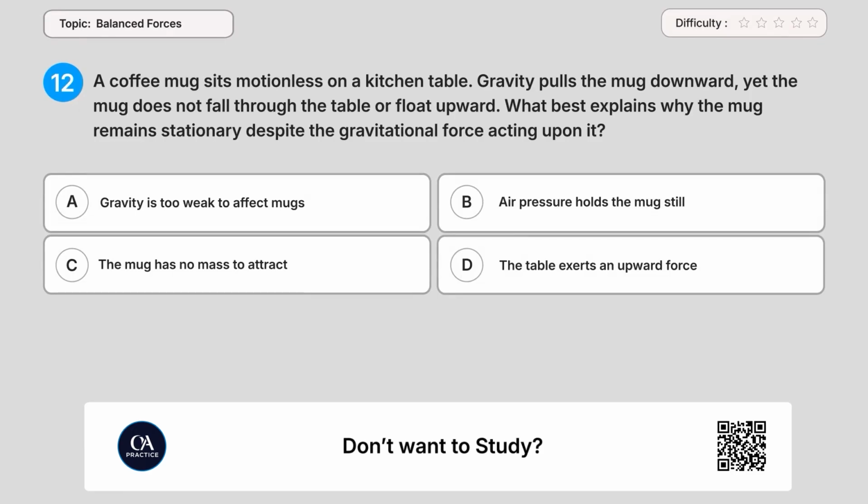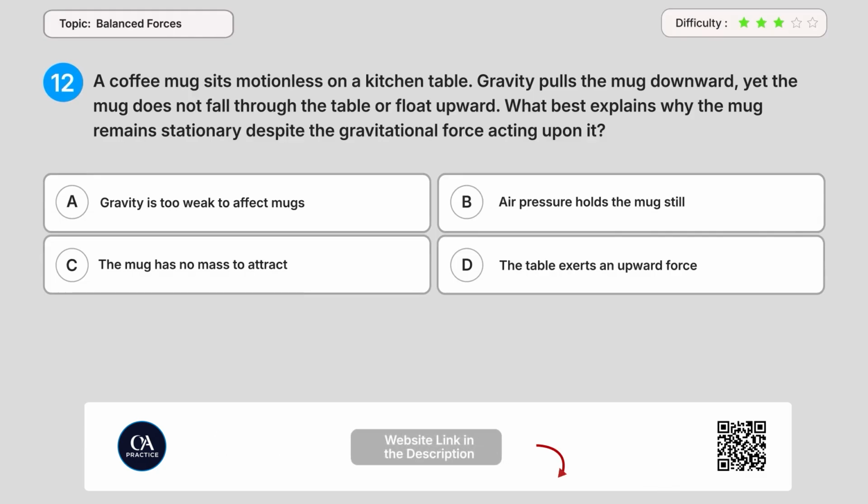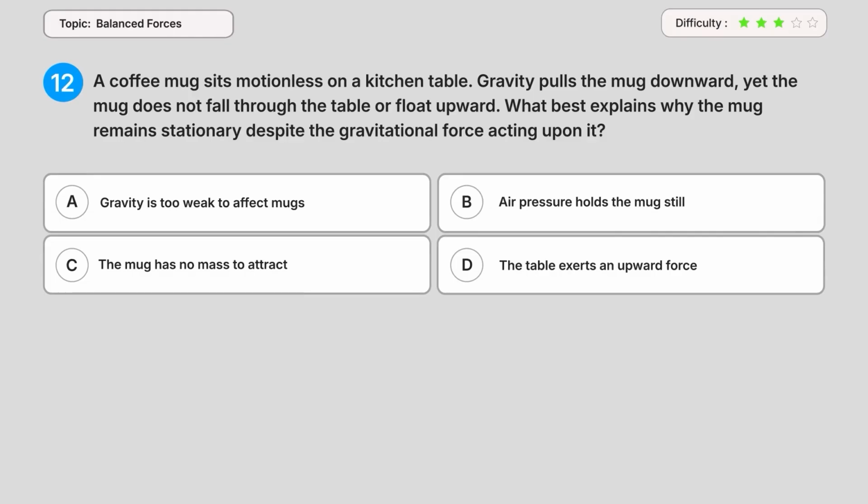12. A coffee mug sits motionless on a kitchen table. Gravity pulls the mug downward, yet the mug does not fall through the table or float upward. What best explains why the mug remains stationary despite the gravitational force acting upon it?